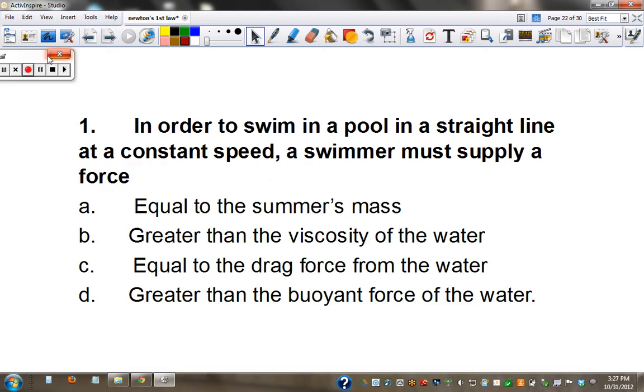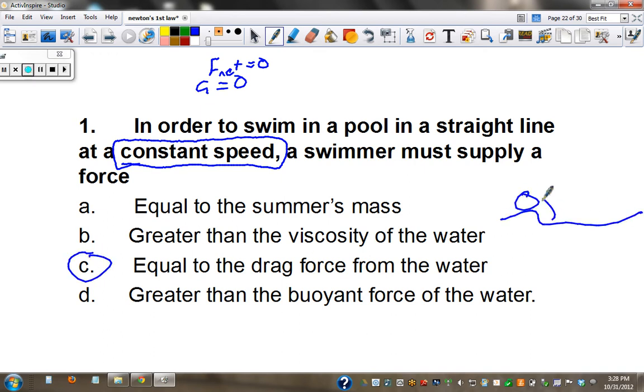So you don't need to write this down, just try to work it out. Here comes the answer. So pause right now, read it. Here's the answer. If you want to go in a straight line, and here's our big hint, constant speed. If it's moving at constant speed, acceleration equals 0, F net equals 0. So you must supply a force equal to the drag force. So here's water, here's the swimmer, and the water is trying to hold him back. This is drag. So that means we need to apply a force equal to drag in order to swim at constant speed.